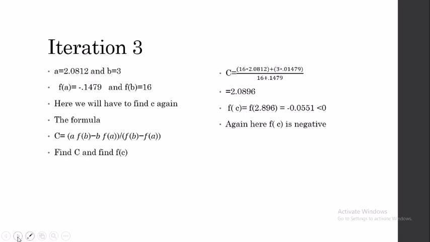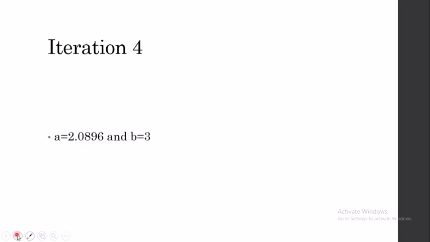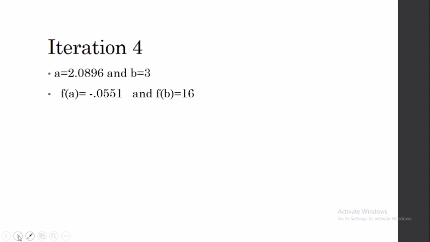Now my root lies between 2.0896 and then 3. There is no change in B. So again I will have to change the value of A. So in the fourth iteration, the value of A will be 2.0896 and B will be equal to 3. There is no change in the value of B. F of A is equal to negative 0.0551 and f of B is equal to 16.